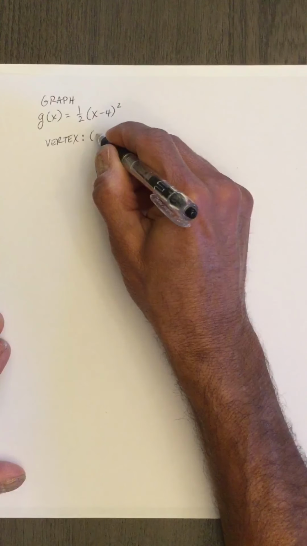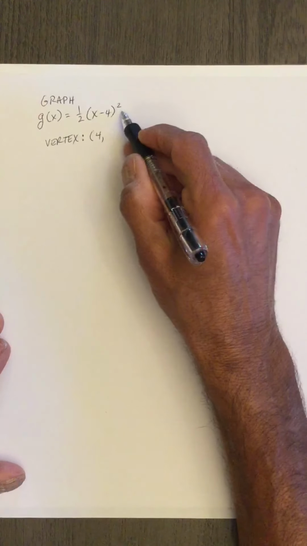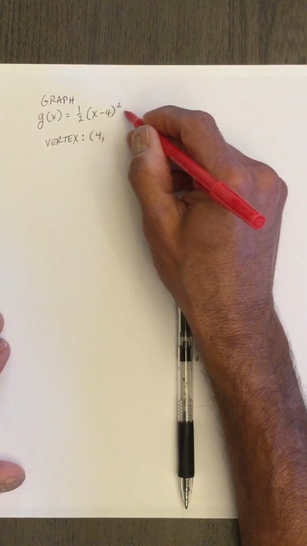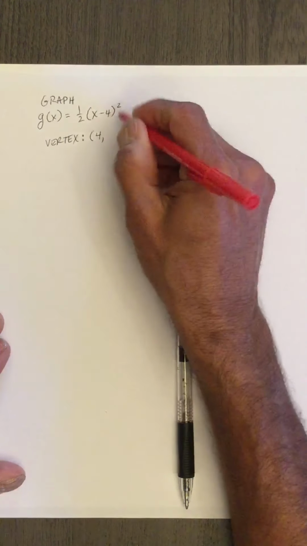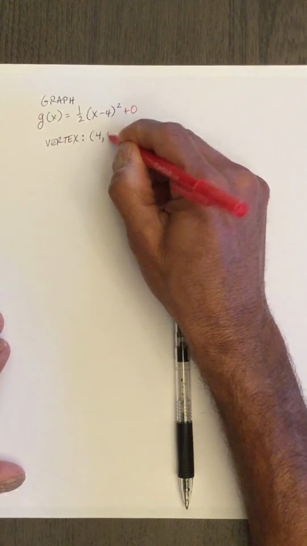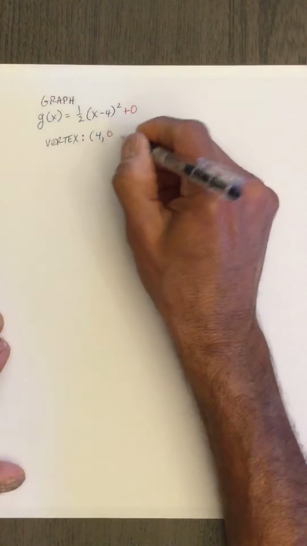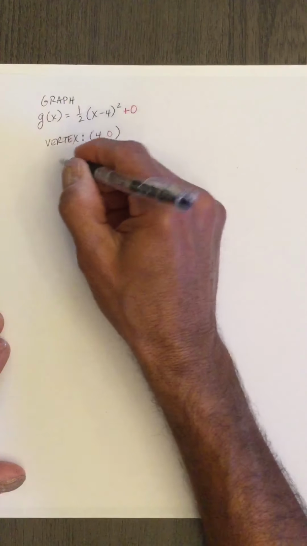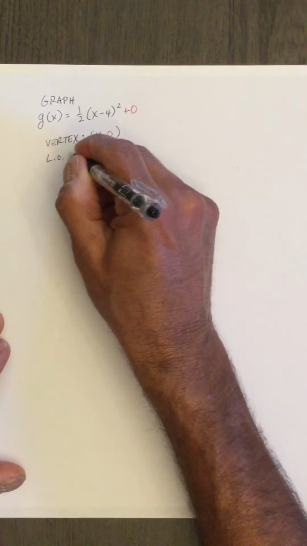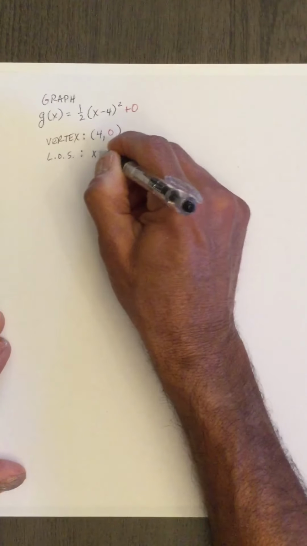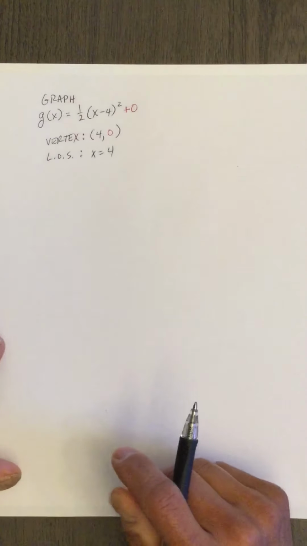What's the opposite of that? Positive 4. Now, what's over here? This is h, k is over here. What's over here? There isn't anything over here. So that's like plus 0. So I'm going to put a 0 right there. So my vertex is (4, 0). And what's my line of symmetry? My line of symmetry is x equals 4, right?